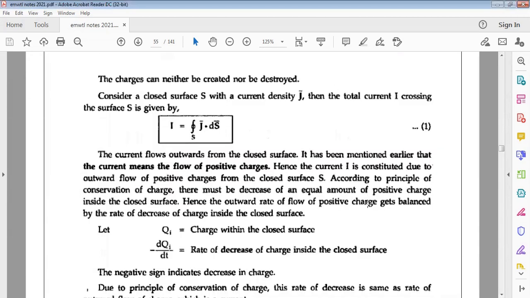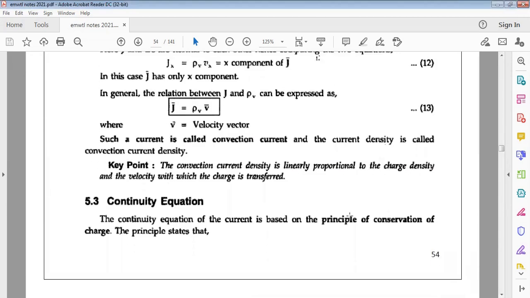Now, let us go to another important topic, the continuity equation. Using the relations I is equal to integral J bar dot ds bar, or I is equal to J into ds, we can derive the continuity equation. The continuity equation of current is based on the principle of conservation of charge.